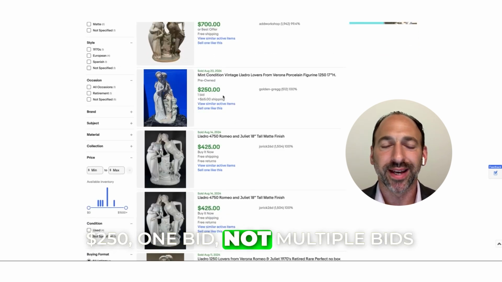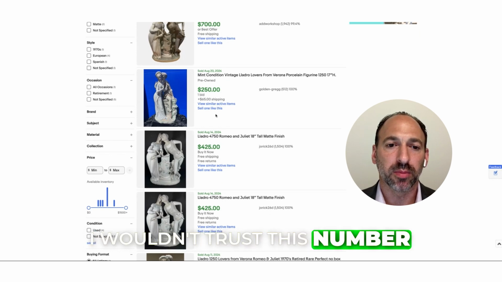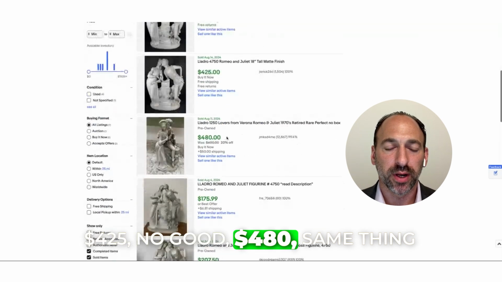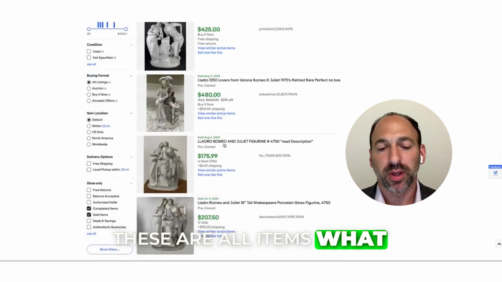250, one bid, not multiple bids. I wouldn't trust this number. Again, they could have taken the best offer. 425, no good. 480, same thing. These are all items at what they were asking for.